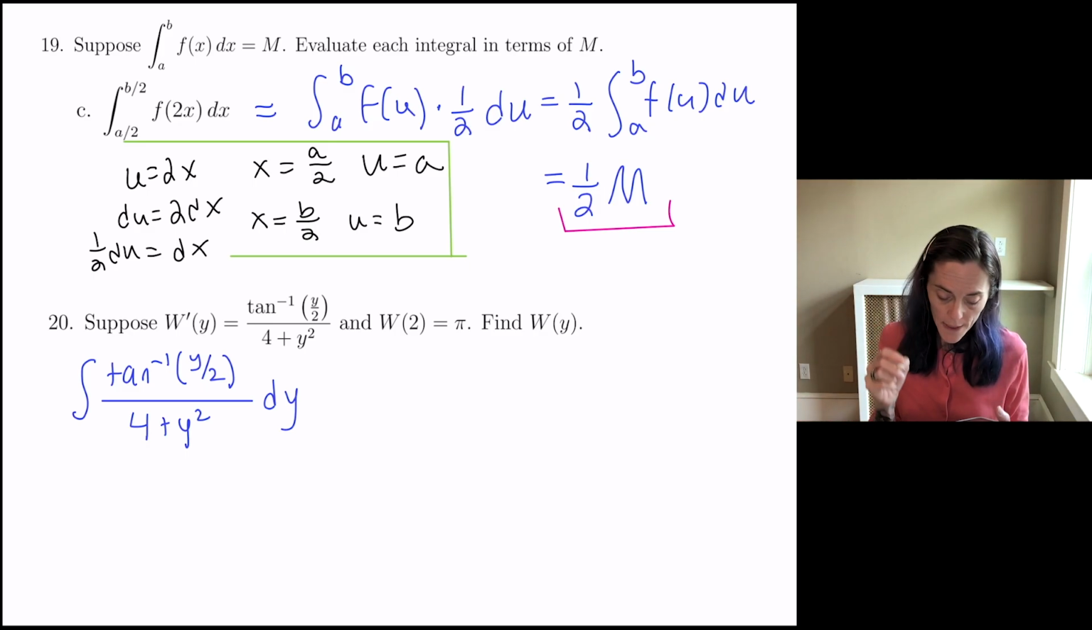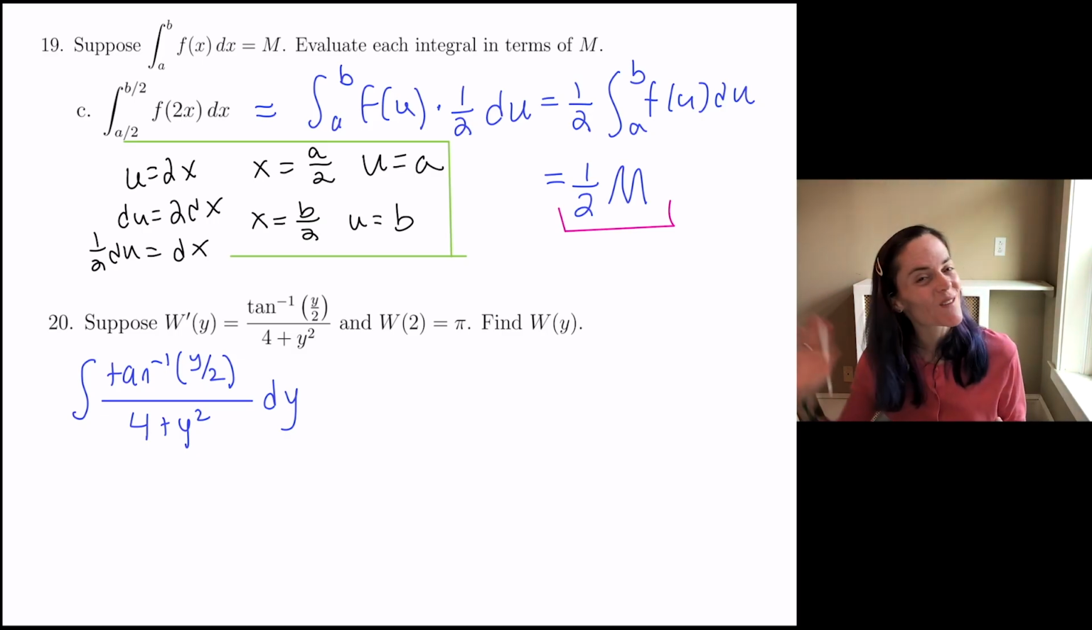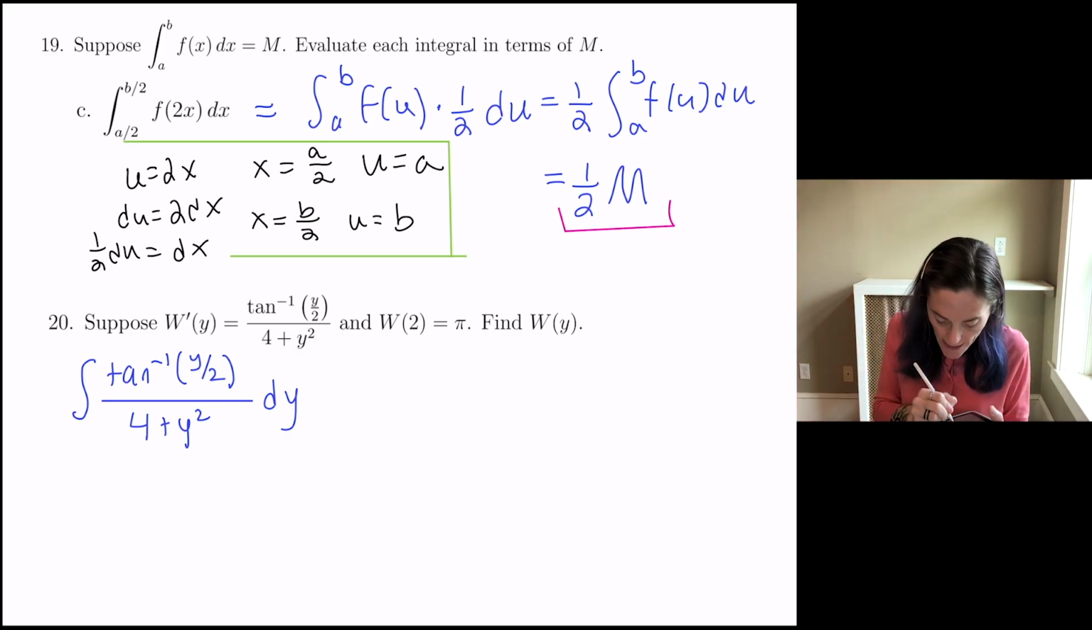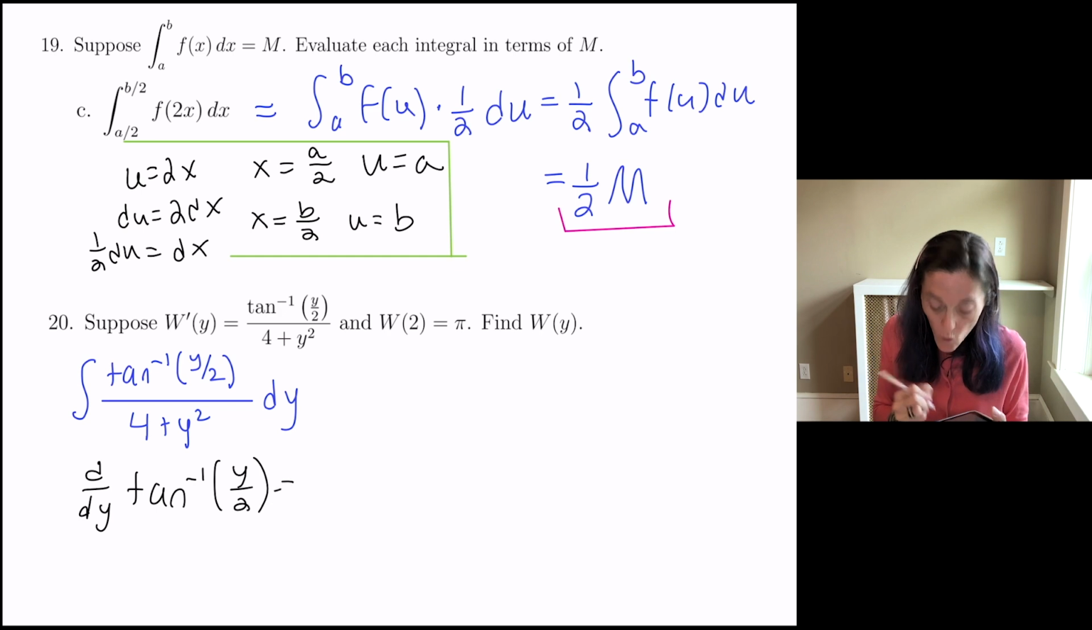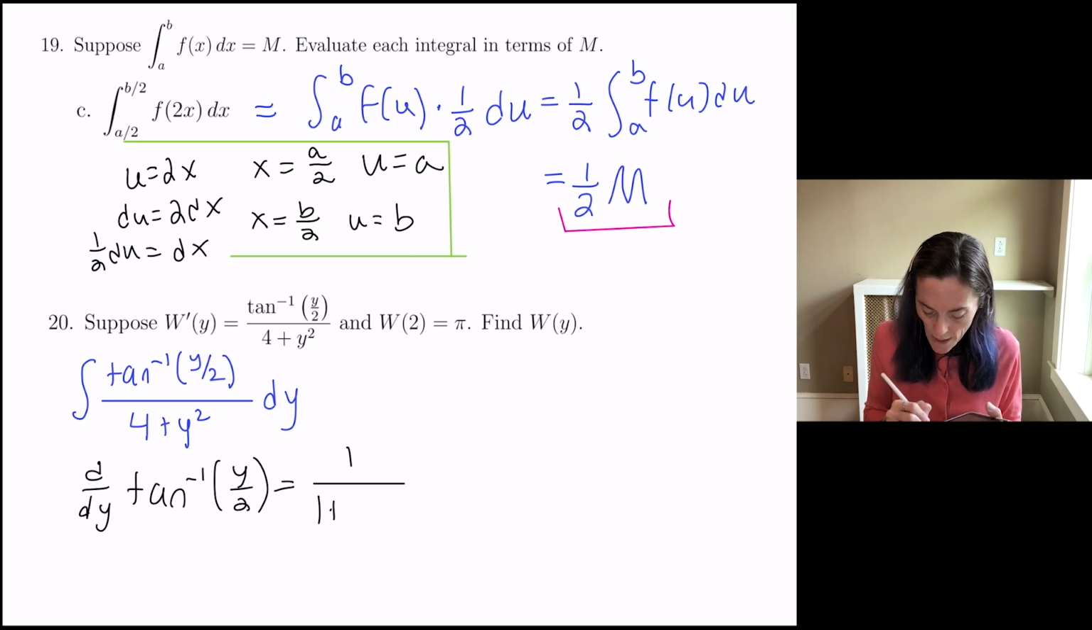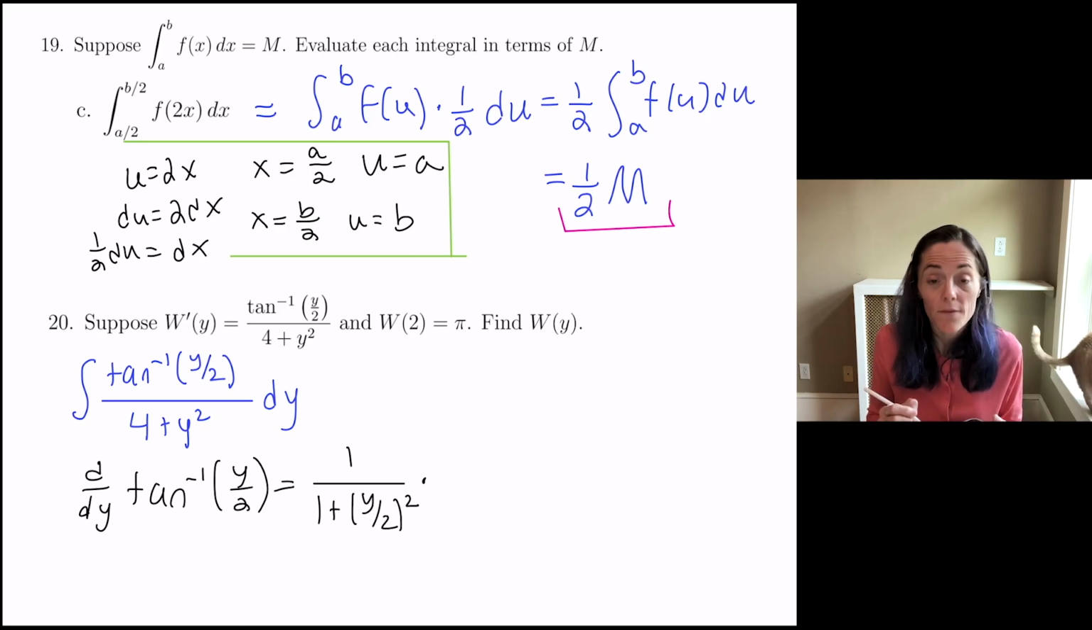Maybe before I jump into that, which I will do most of the work on the next page, let us just calculate the derivative of tan inverse of y over 2. I'm going to simplify this. So first we can think chain rule. We have 1 over 1 plus y over 2 squared. That's derivative of the outside, evaluated at the inside, and then we multiply by the derivative of the inside function.